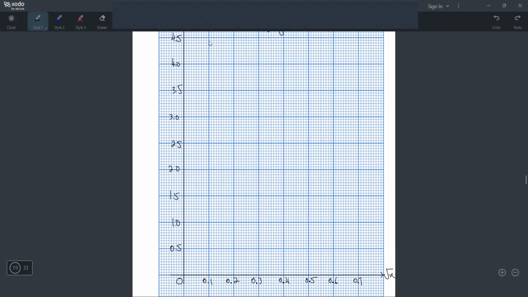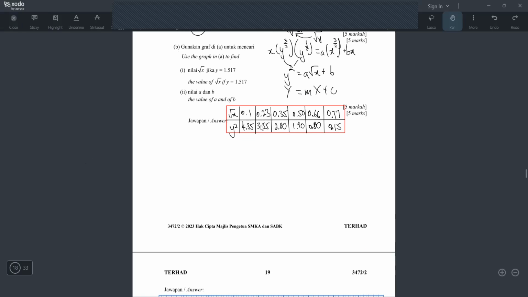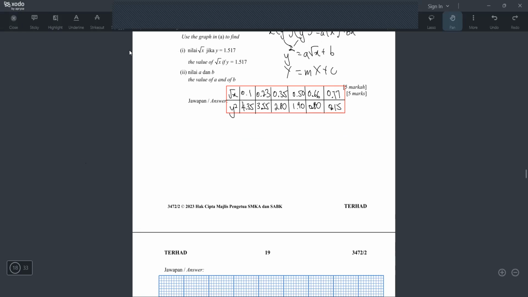4.5. This one is 4.45. This one 4.4, 4.35, 4.3. But I want 4.35, so I think it's here. It means I have to turun 3 kotak kecil. 4.5 have to turun 3 kotak kecil. Because 1 kotak kecil is minus 0.05, right? It means 2 kotak kecil is minus 0.1 lah. So 4.4, 4.35. Yep, correct. Next one, 0.23, 3.55.